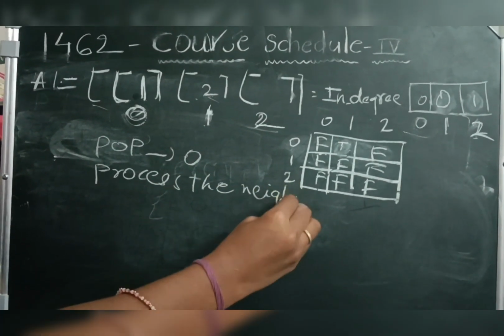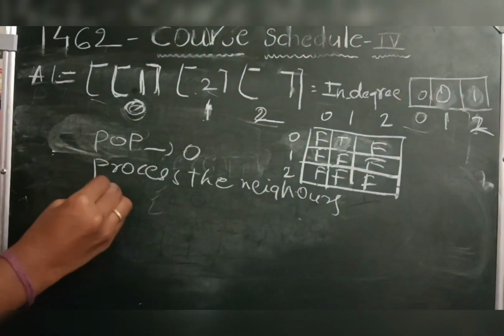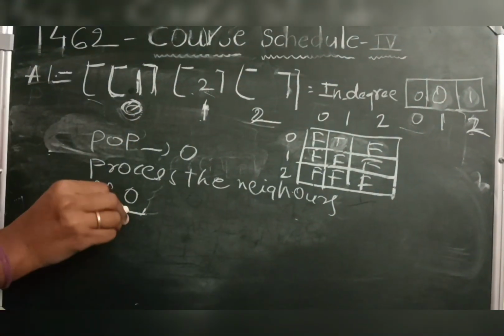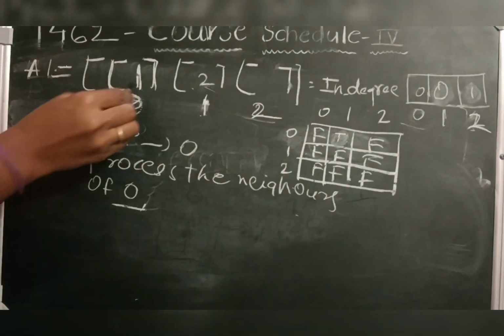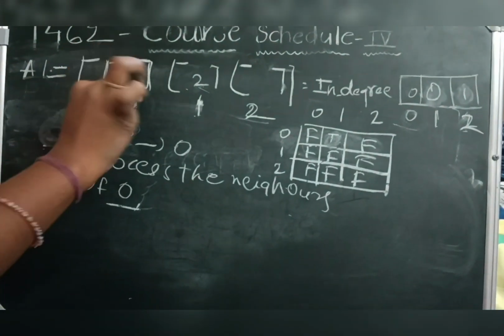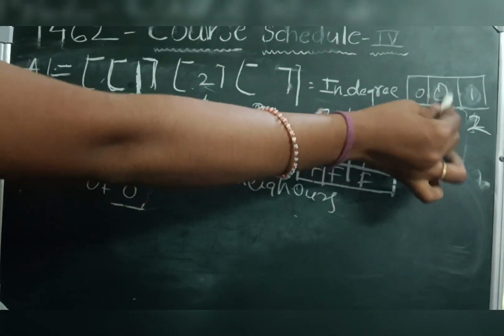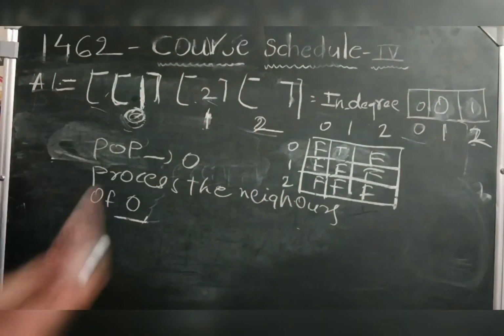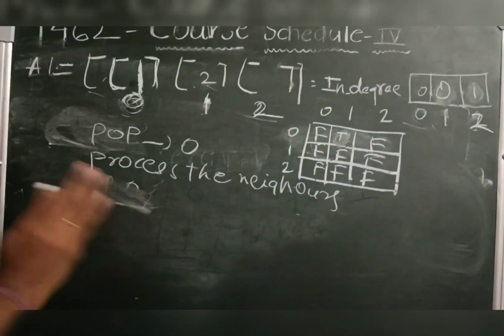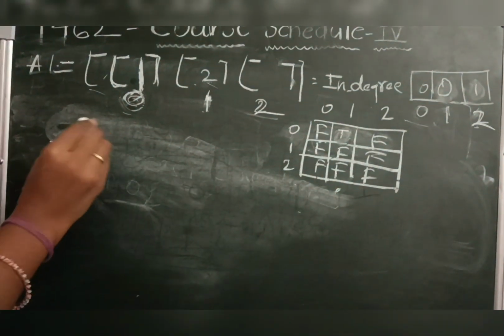the neighbors of 0. Here, for the neighbors of 0, there is only one element. We have to process that, meaning we decrease the in-degree of the neighbors of 0 by 1. There is only one neighbor, so its in-degree decreases by 1 and it gets 0. Immediately when you get the in-degree as 0, you add this vertex to the queue. So now in our queue, 1 will be there.